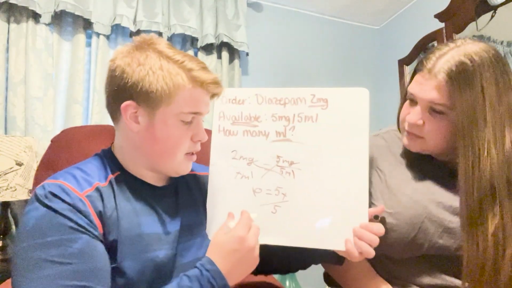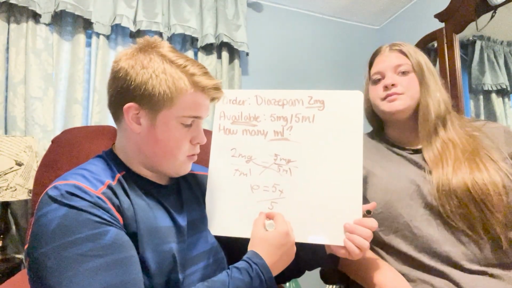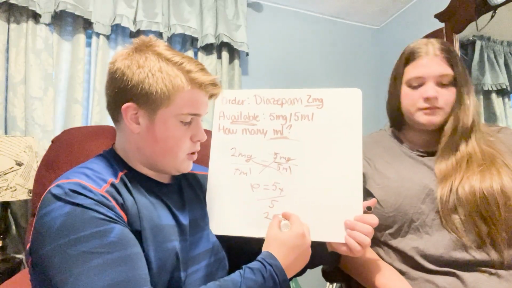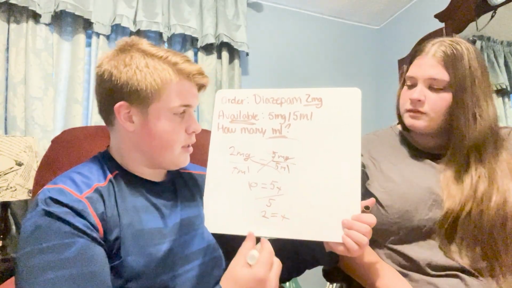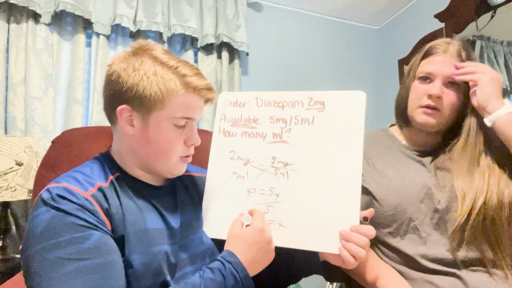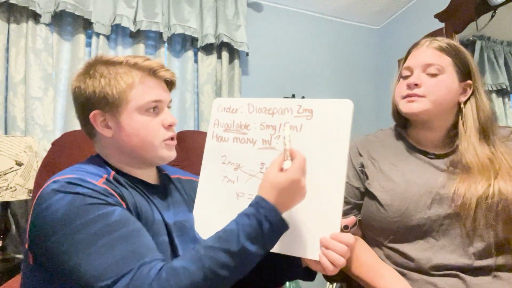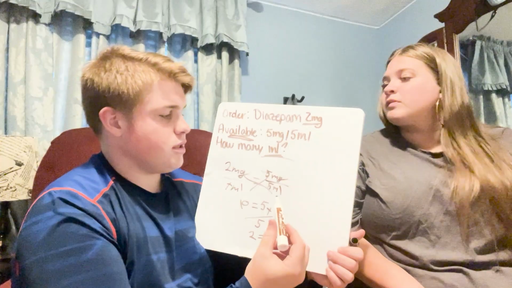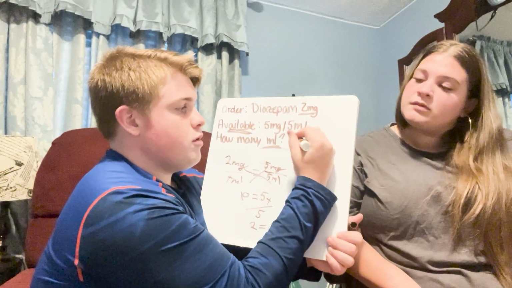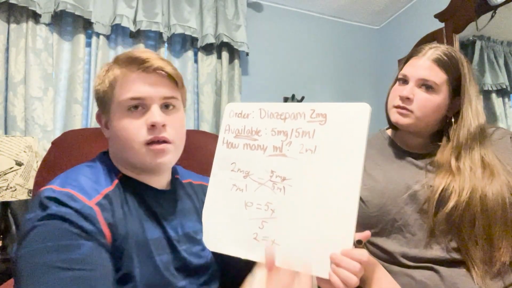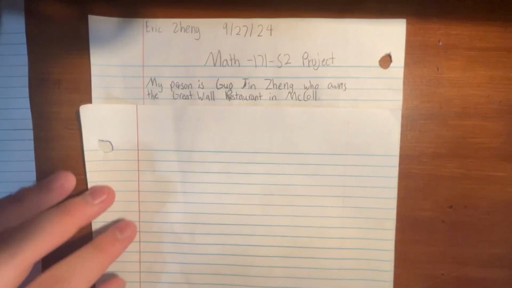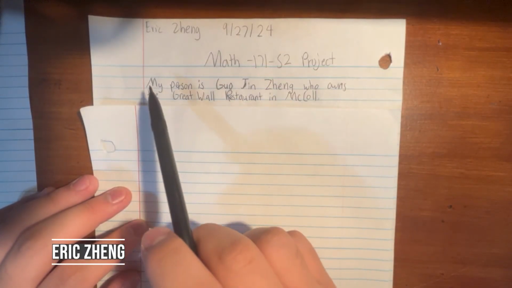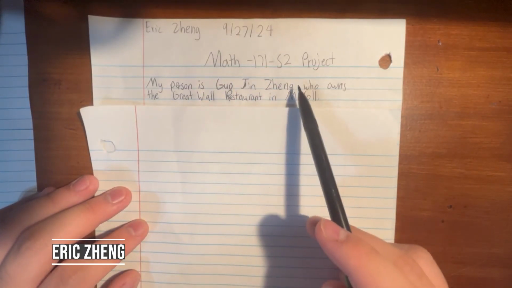And for this side, you would get 2 and it equals x. Now, that shows that if the doctor prescribes 2 milligrams of diazepam to the patient, then you would give 2 milliliters.